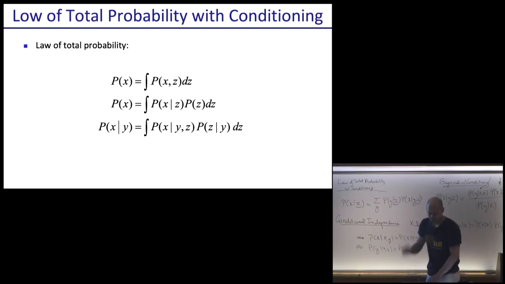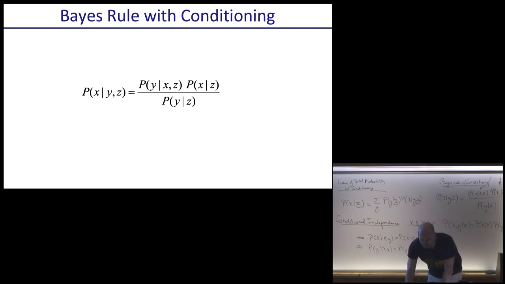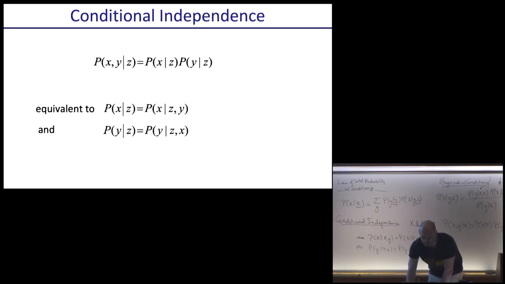Law of total probability with integrals, we saw that. Bayes' rule with conditioning, we saw that. We saw conditional independence, what it means. Again, it's an assumption we often make that will hopefully be approximately true, or maybe even fully true, so we can use it to simplify our math.